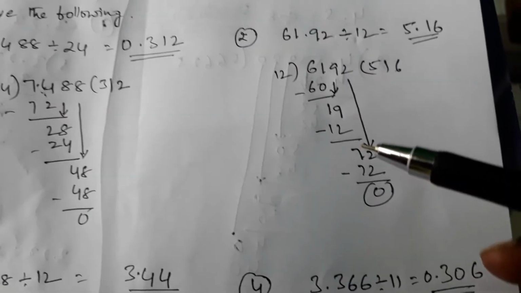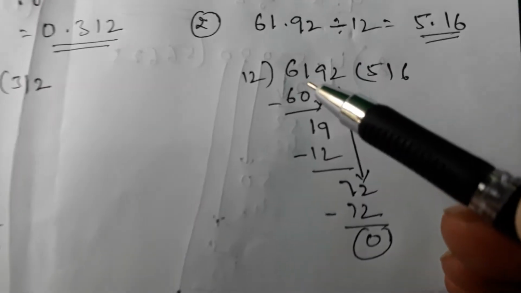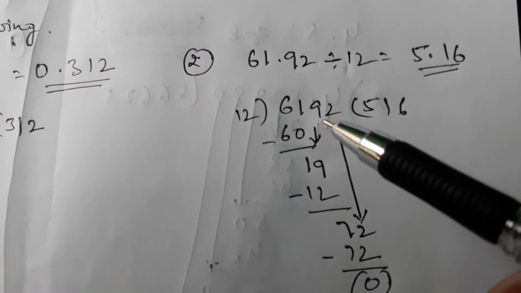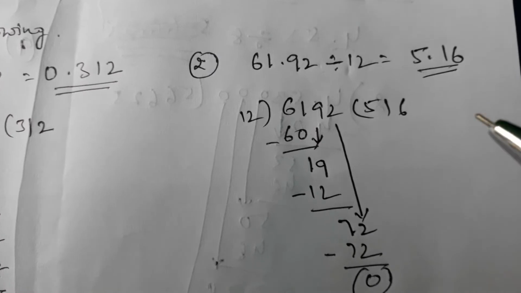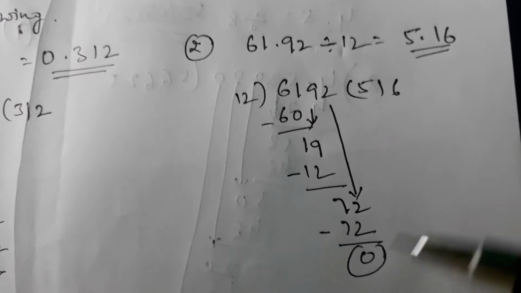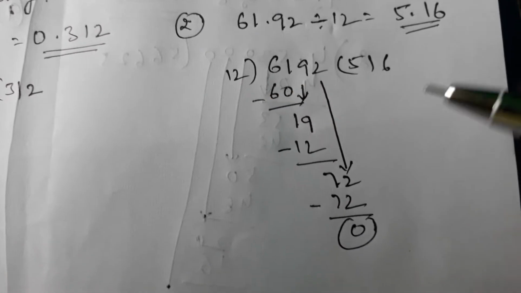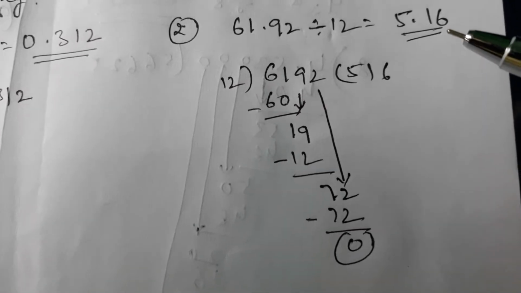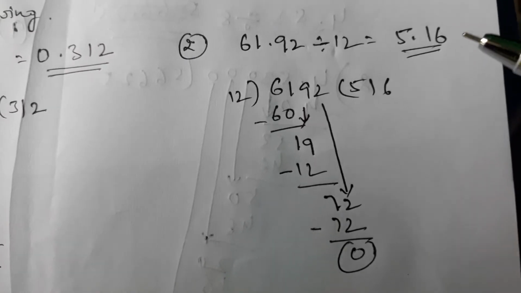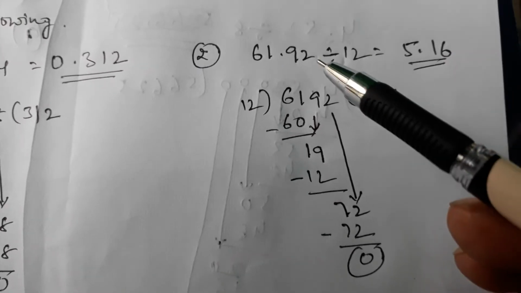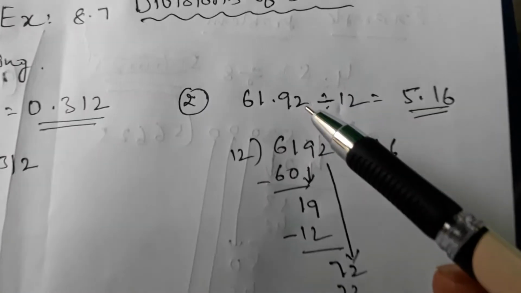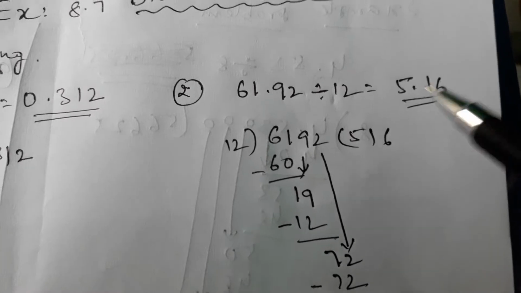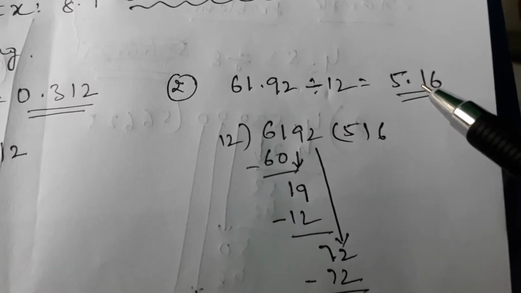Here you forget about the decimal. See, I am not taking the decimal here. Of course, the decimal is there, but I am not taking it, just to do the division. Ignore the decimal and do the division as usual, what you did previously. You will get the answer, the quotient. In that quotient you place the decimal now. In the dividend, how many digits of decimals are there? The same number of decimals you have to place, counting from right to left.